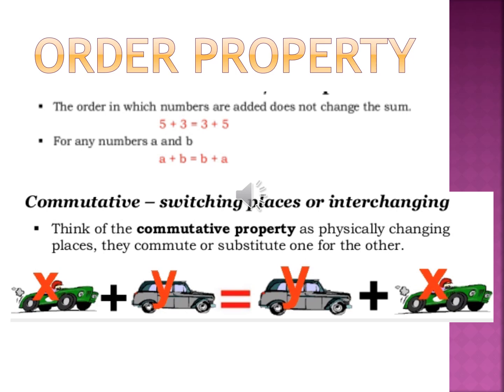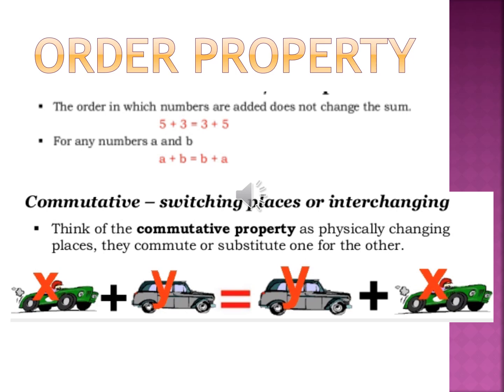Also, you can give a new word to this property: the commutative property. The order property is also called the commutative property. With the word commutative, there are two words linked: switching places or interchanging. Just see the diagrammatic representation in front of you. There are two cars. For example, you have two cars, one green and one grey, right?